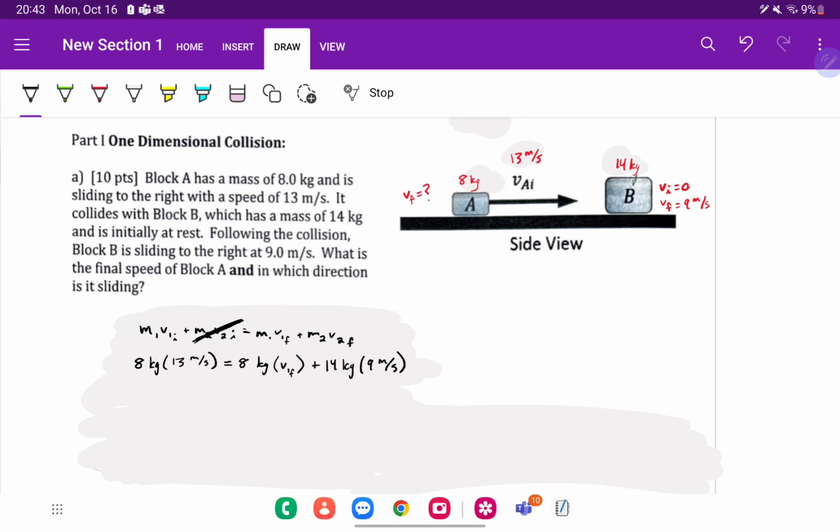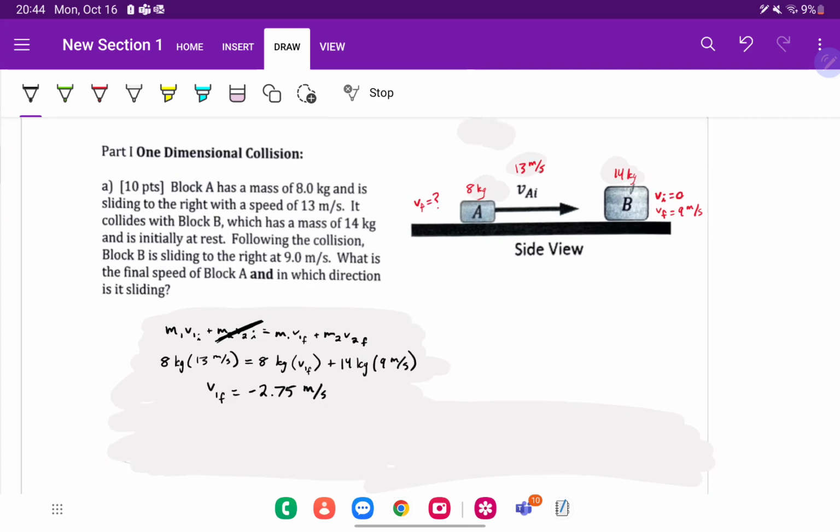Okay, so now we have all these numbers and only one unknown, which means we can solve this for V1 final. I'm not going to go through all the algebra on paper. I'm just going to talk through what I'm plugging into my calculator. So I'm going to do 8 times 13, and I'm going to subtract the product of 14 and 9, and then I'm going to divide by 8. I come to the answer of negative 2.75 meters per second.